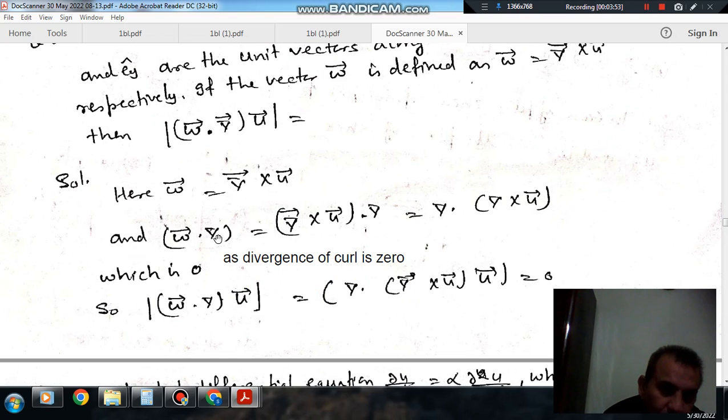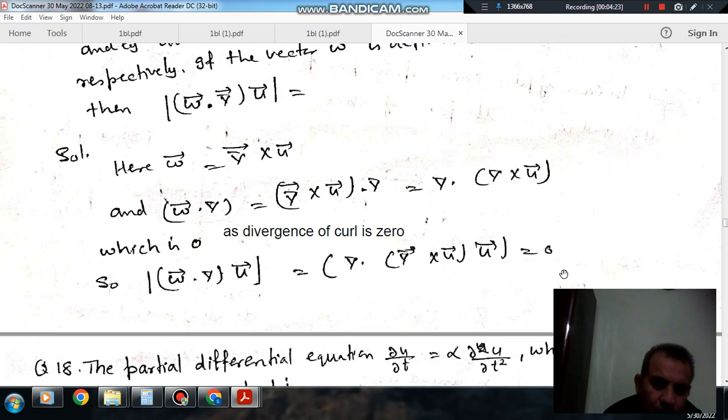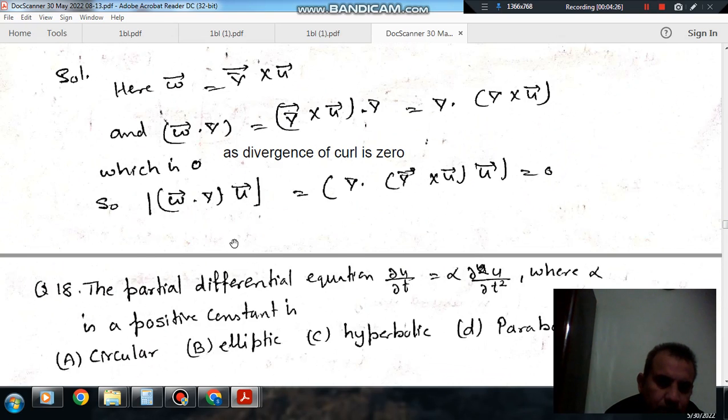W vector dot del is, w vector is this quantity. So it is dot del dot del cross u. So this is the divergence of the curl. So this is curl, this is divergence of curl, so it is 0. So this value is 0, so this will also be 0. So answer is 0.